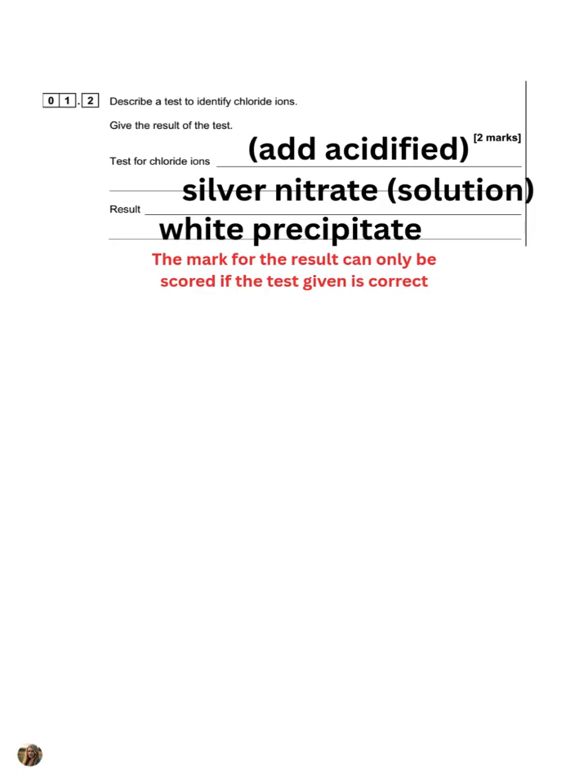Now it's worth pointing out here that you can only get the mark for white precipitate if you have correctly said that the test is using silver nitrate. Now I can see why the examiners have done that, because there are a lot of different qualitative tests that produce a white precipitate.